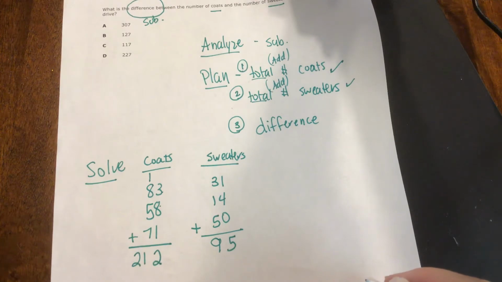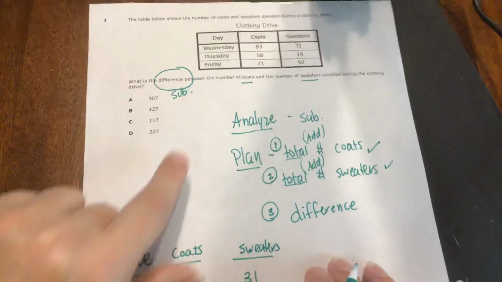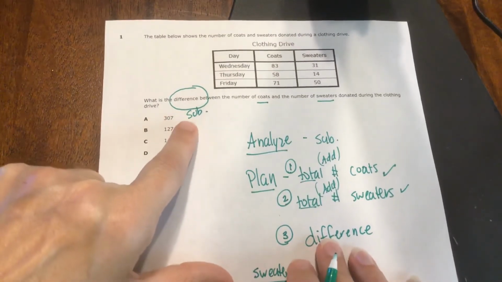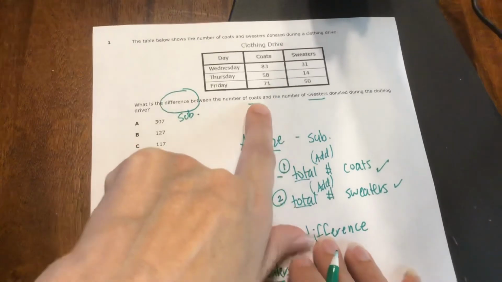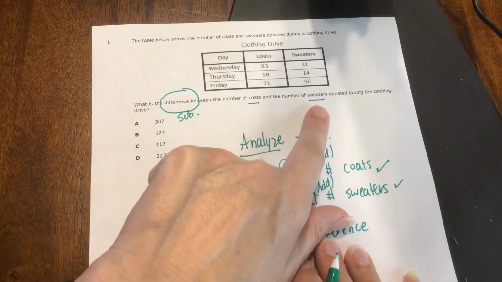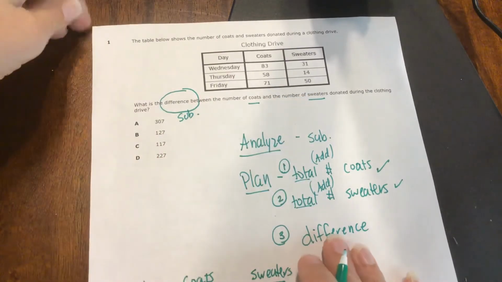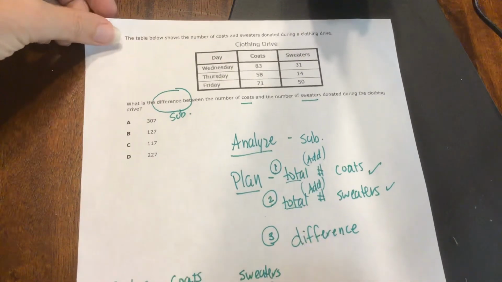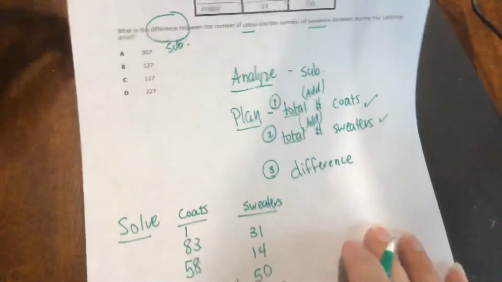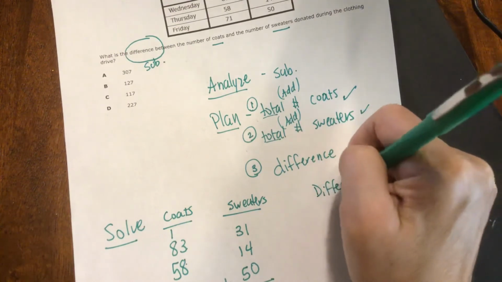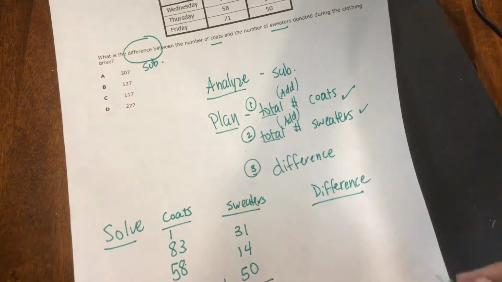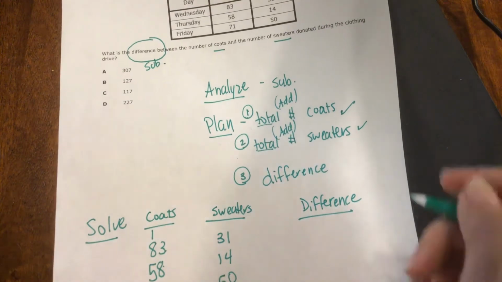We are almost finished, but not quite. Because really, we haven't done the main question, right? It said, what is the difference between the number of coats and the number of sweaters? Before we could even get to our question, we had to do some steps. But now we can finally get to answering the question.